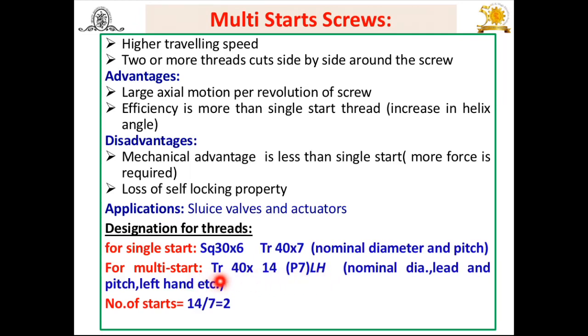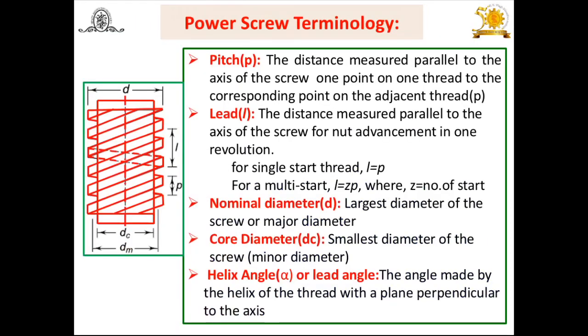The multi-start threads are designated as TR 40 by 14, where 14 means lead, 40 means nominal diameter, P7 means pitch, 7 is the pitch, and LH or RH means left hand or right hand. It's about the designation of the single-start or multi-start threads. Another important point before starting: the power screw design in part 2 session I will conduct later on.